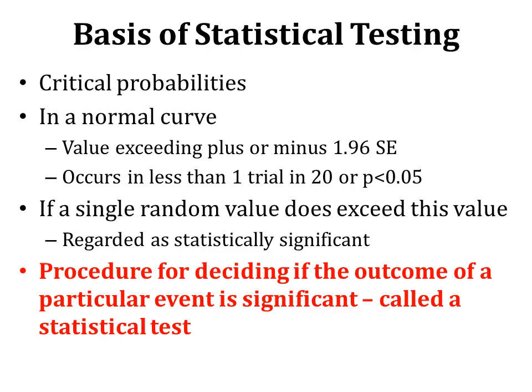The procedure for deciding if the outcome of a particular event is significant is called a statistical test. So statistical testing is basically that you are going to decide if the outcome of your experiment, or the outcome of your observations, is significant or not. And that is done using the concepts of critical probability and the properties of the normal curve.